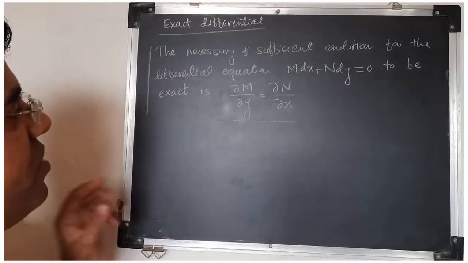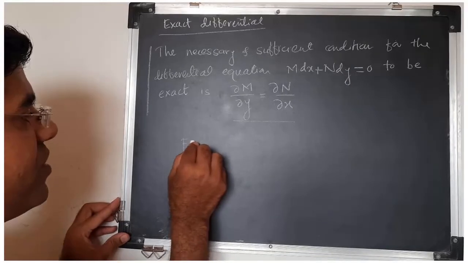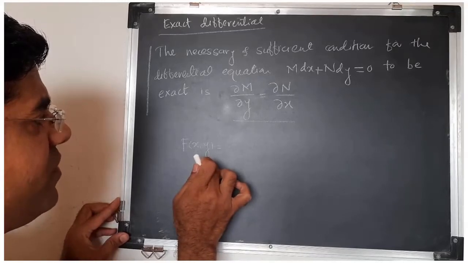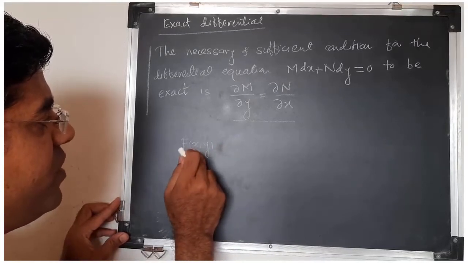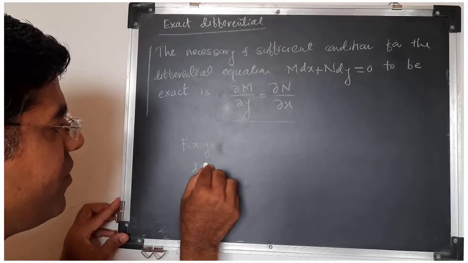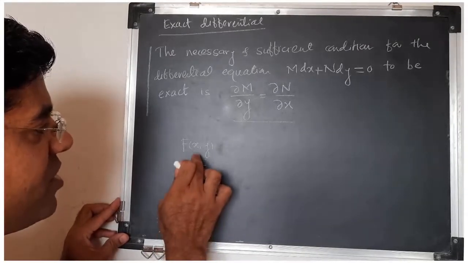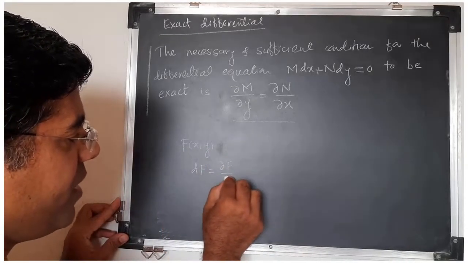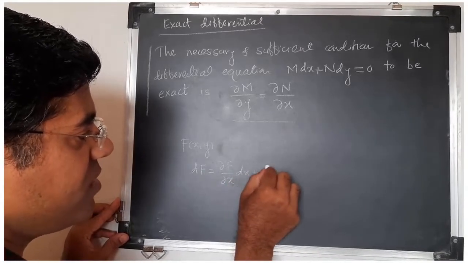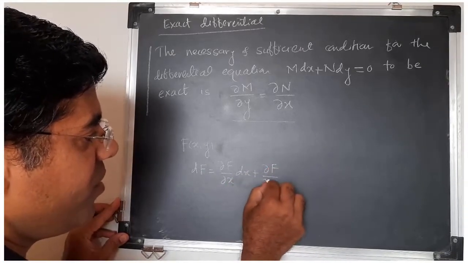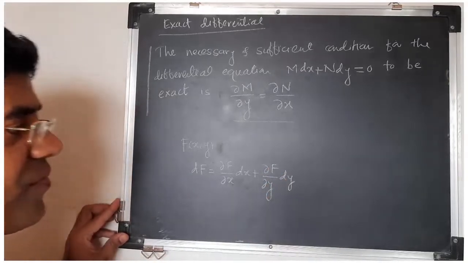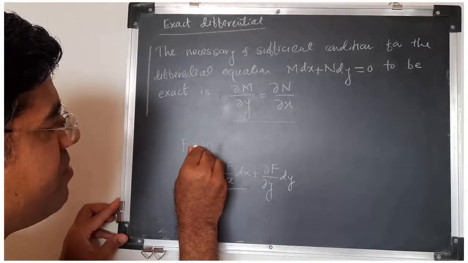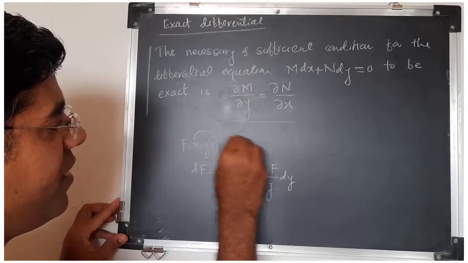How can we write it? Because we know our function is f(x, y), suppose this is one particular function which depends on two variables. So if I write the total differentiation df of such a function with respect to x as well as y, we can write ∂f/∂x into dx plus ∂f/∂y into dy. So this is my total differentiation with respect to x and y.